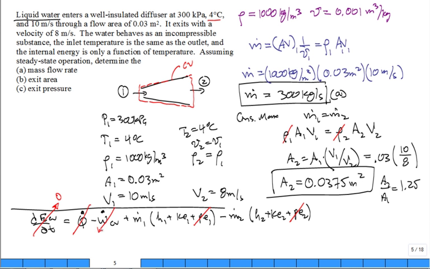It's 0 because it's a diffuser. There's no shafts in or out of the diffuser. It's not explicitly stated in the problem statement, but you've got to know something about diffusers.